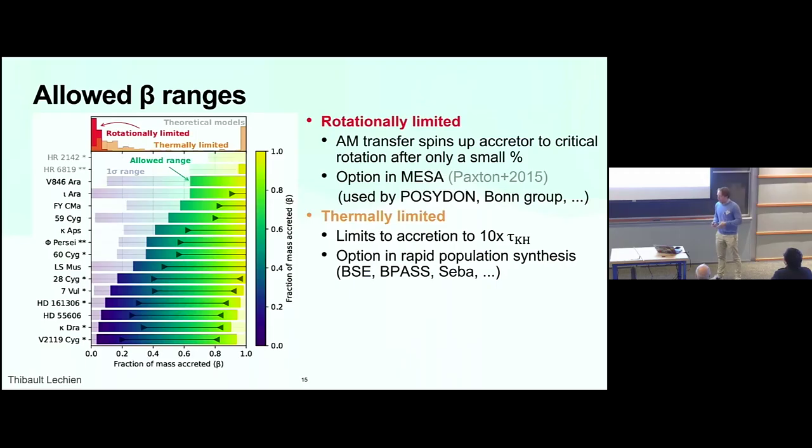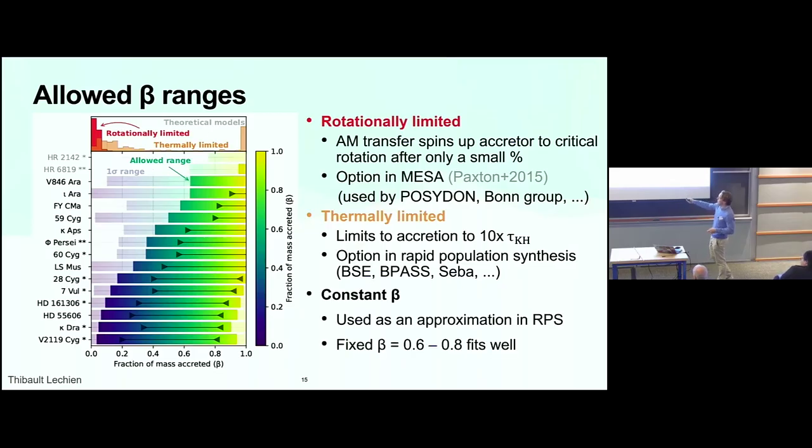Then there's this thermally limited model that limits accretion to 10 times the thermal timescale, which predicts this bimodal distribution of either very non-conservative accretion or perfectly conservative accretion. But almost all of our systems lie in the range in between those, which is like 30 to 70% accretion, which is very little support for this model. So we also find tension there. And what's interesting is that a constant beta, which is often used as an approximation, actually fits all of these systems if we put it at like 0.7, let's say.